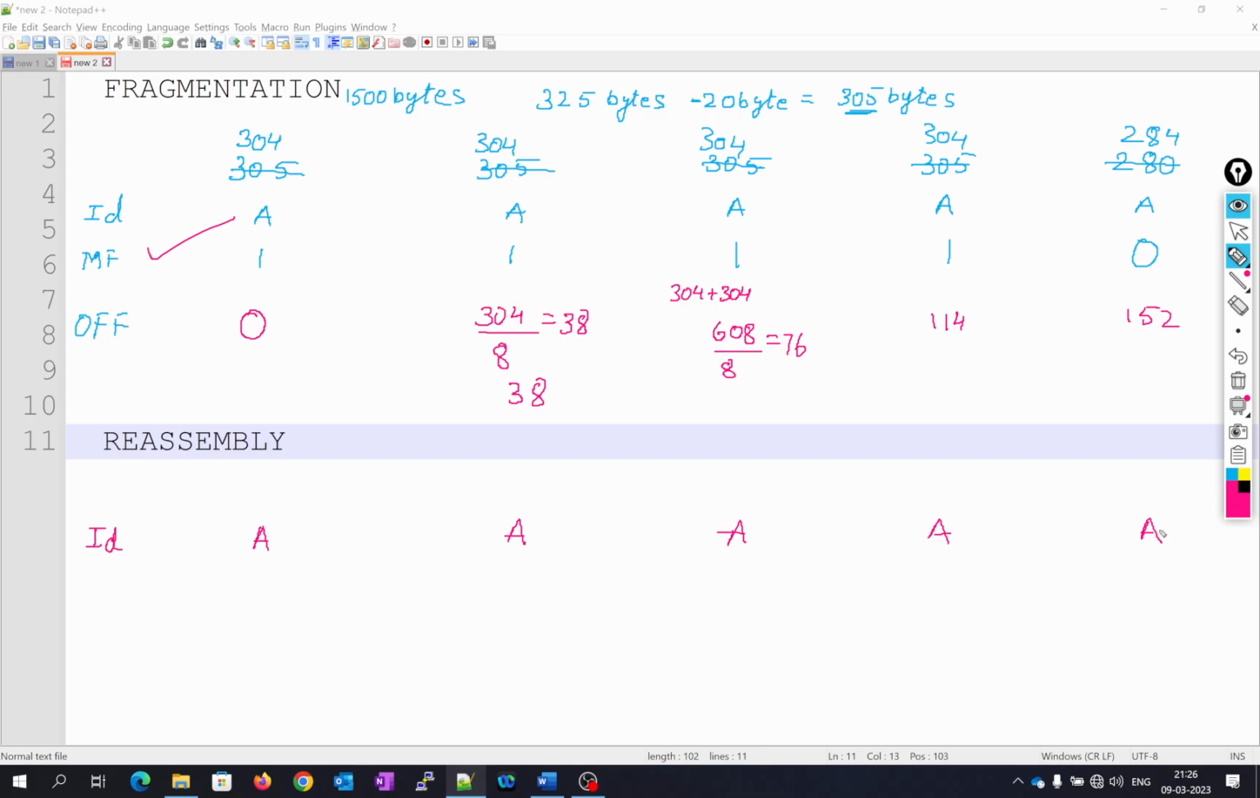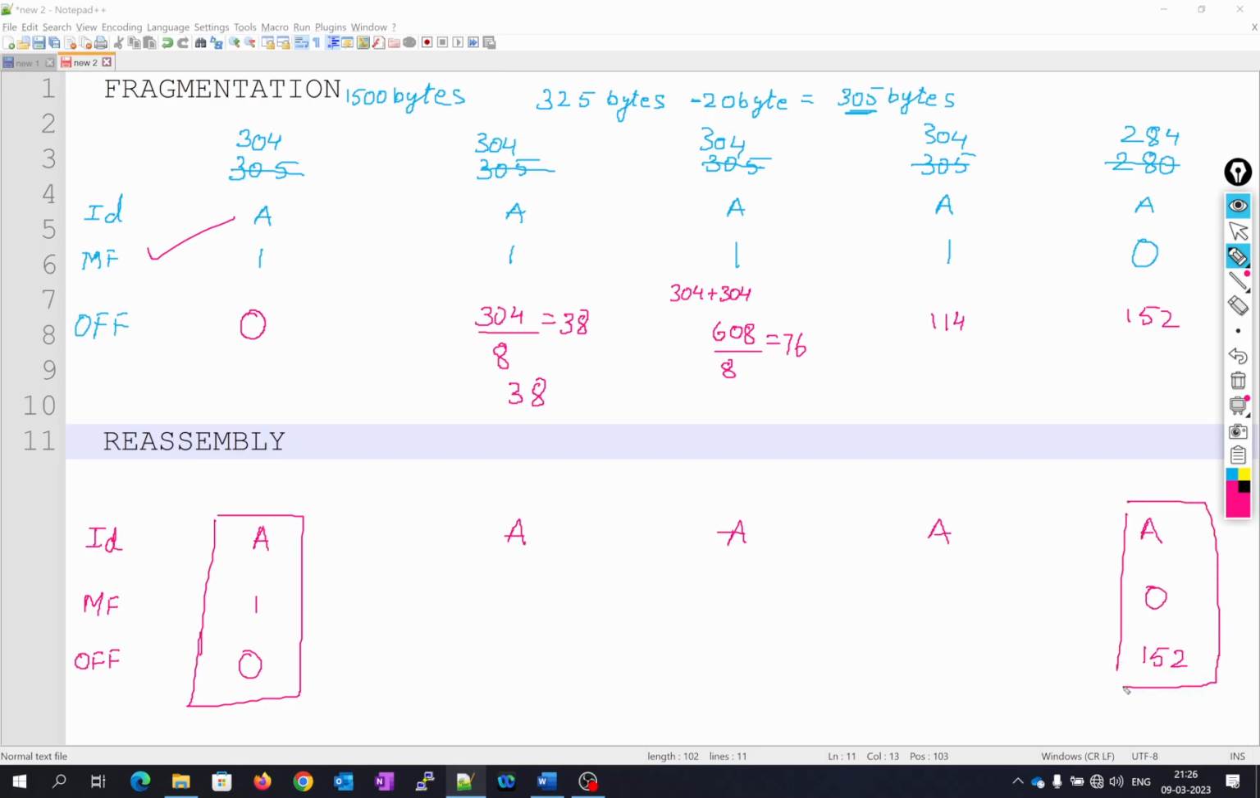Now, it says that whichever fragment has a more fragment value of 0, keep it in the last. So here we have it, right? Since we have the more fragment bit set as 0, it goes into the last. Similarly, it will also have the offset value of 152 set here. Similarly, it says whichever fragment has the offset field of 0, keep it in the first. So here we got the first and the last fragments.